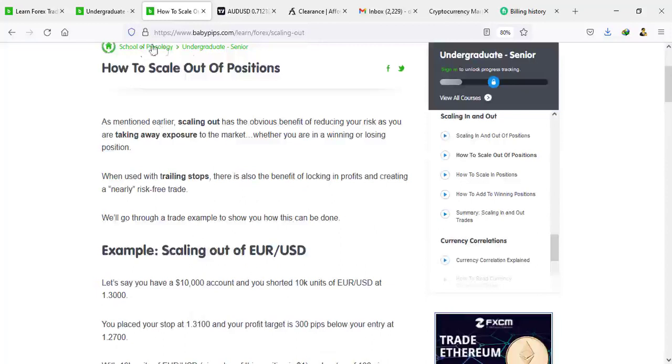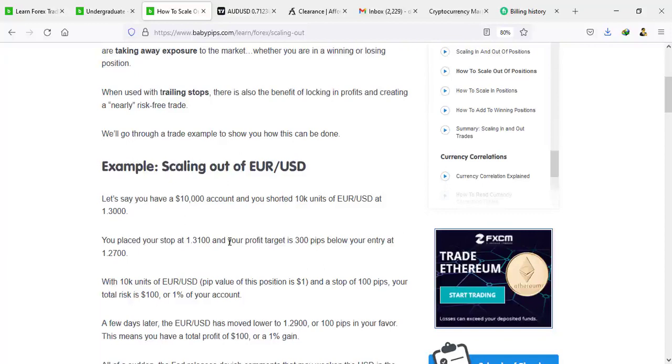So here we are on how to scale out of positions. As we have discussed earlier on, scaling out has the benefit of reducing your risk by taking away much of your exposure in the market, whether you are winning or losing. Either way, it reduces your risk. When you use scaling out with trailing stops, you have the added benefit of locking in more profits and creating a nearly risk-free trade. Let's dive into an example to see how scaling out works.